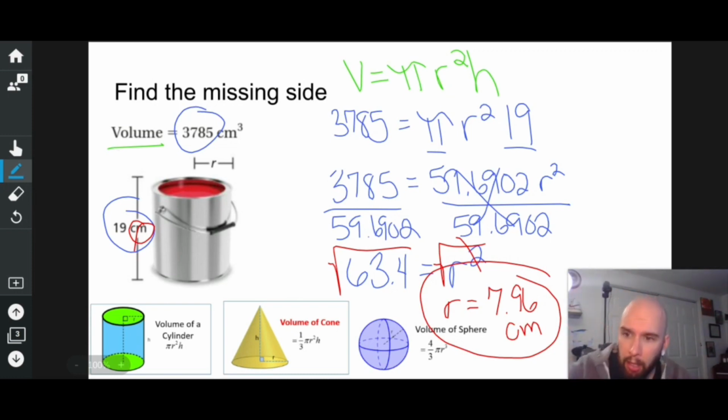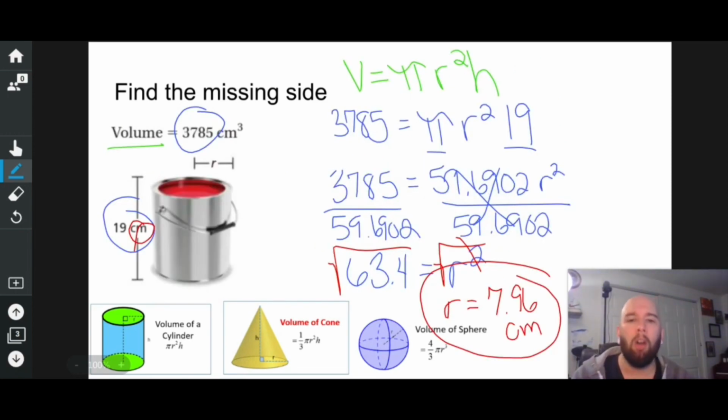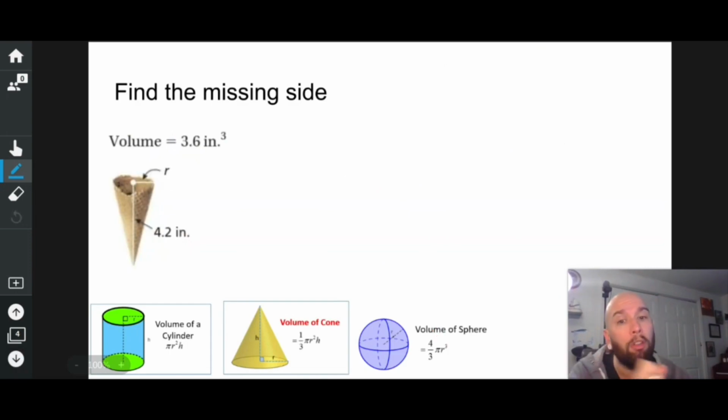When I had to find the height of a cylinder like I did back here, I didn't have to take the square root of both sides. But since this is r squared and I have to find r, I had to take the square root. So sometimes you square root, sometimes you don't.